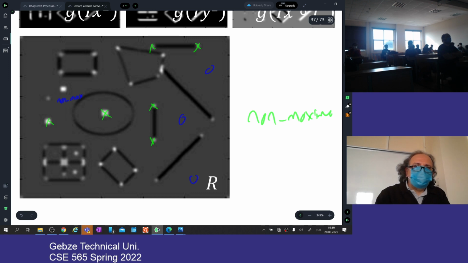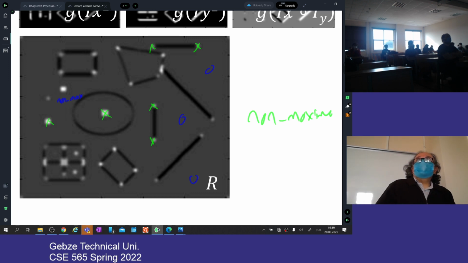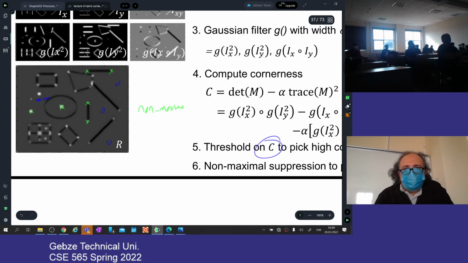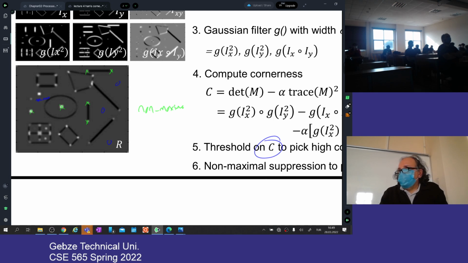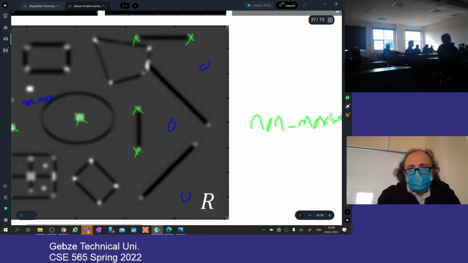So what do you do? You say that if my neighbor has a higher response, then I am not the corner, he is the corner. Everybody checks with their neighbors, and if one of the neighbors has the highest one, then we choose him as the king. That's the corner detection basically, and corner points are much more distinctive than the edge points. By the way, all the black stuff are the edges.